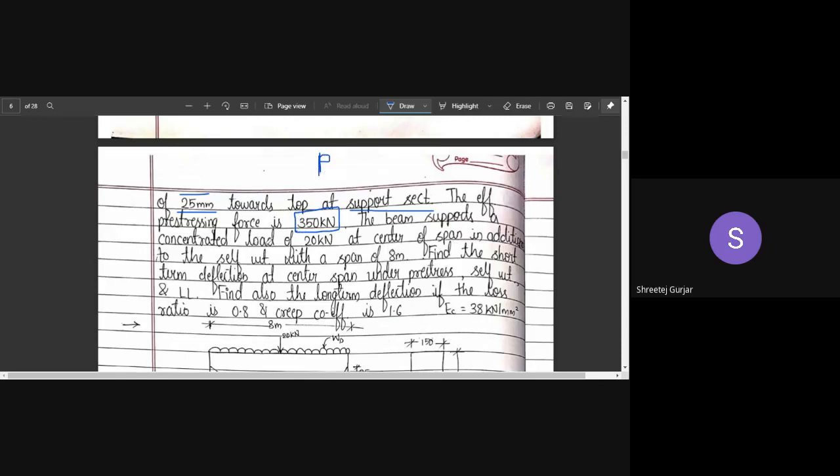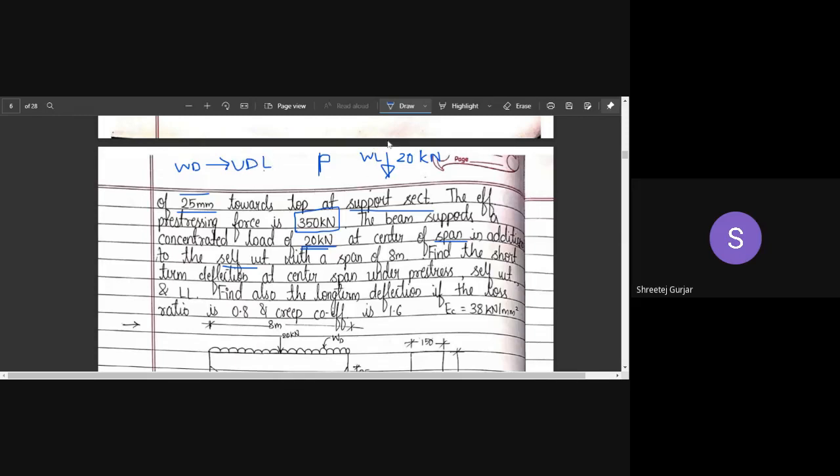The beam supports a concentrated load of 20 kilonewton. So it is your WL, the concentrated live load at the center of your span, in addition to self weight. Self weight is usually WD, which, as I have told you, acts like a UDL.